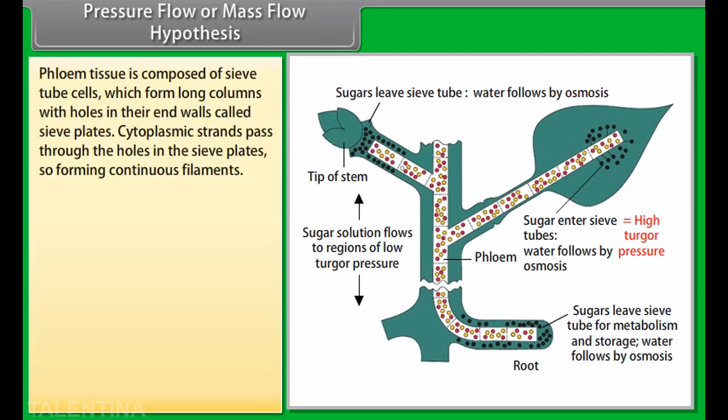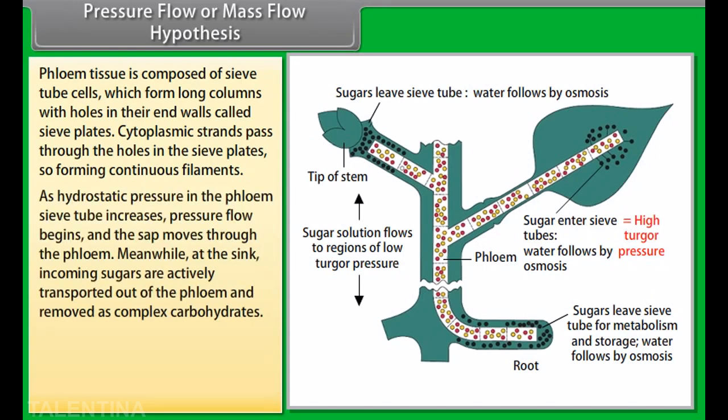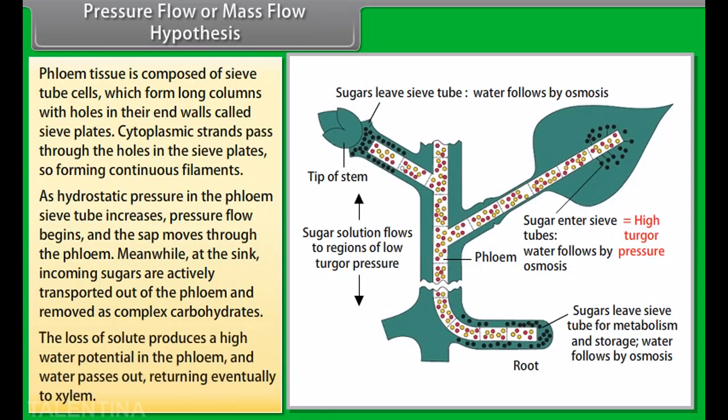Phloem tissue is composed of sieve tube cells, which form long columns with holes in their end walls called sieve plates. Cytoplasmic strands pass through the holes in the sieve plates, forming continuous filaments. As hydrostatic pressure in the phloem sieve tube increases, pressure flow begins, and the sap moves through the phloem. Meanwhile, at the sink, incoming sugars are actively transported out of the phloem and removed as complex carbohydrates. The loss of solute produces a high water potential in the phloem, and water passes out, returning eventually to xylem.